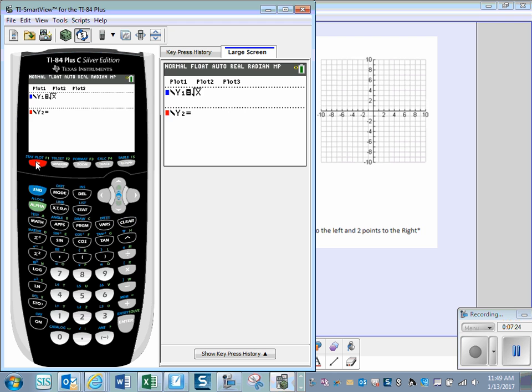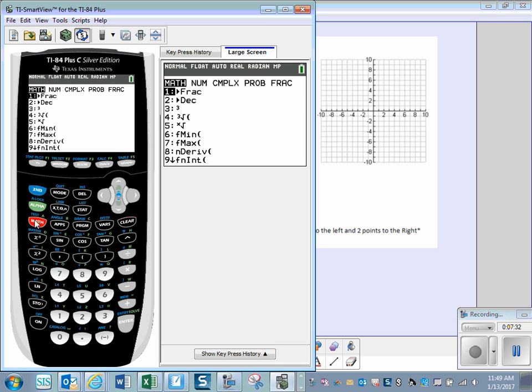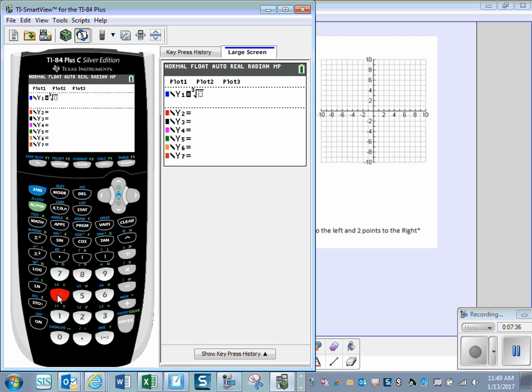Y equals, and now instead of the square root, I want the cube root. So two ways to enter it, right? The first one is just math. Go to number 4. There is your cube root. Press enter. X.